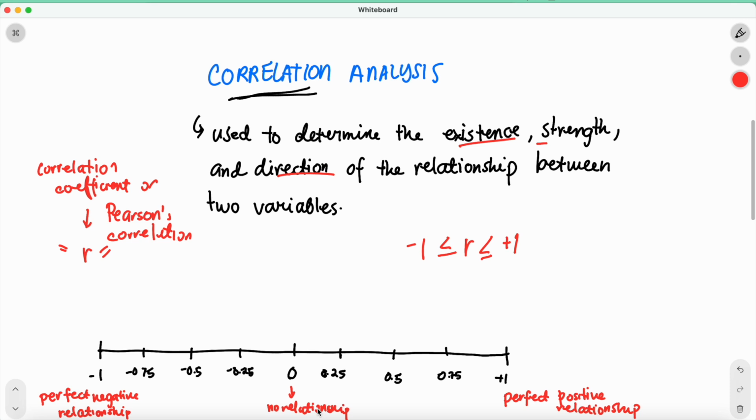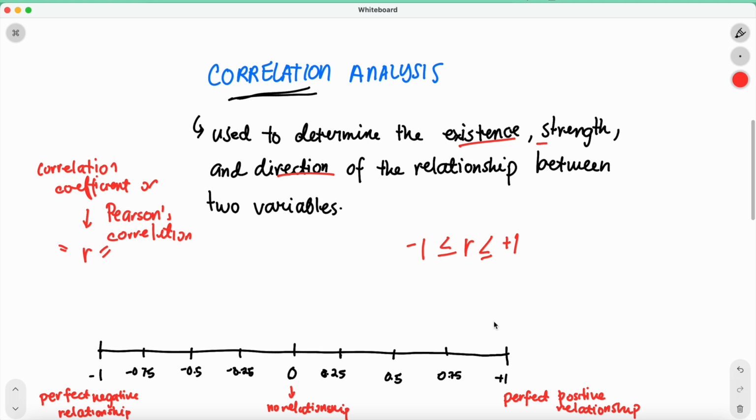So if your r is exactly equal to 1, it says here that it has a perfect positive relationship. So A and B have a perfect positive relationship. If r is exactly equal to 0, it means that there's no relationship between A and B. And if r is exactly negative 1, it means that there is a perfect negative relationship between the two variables.